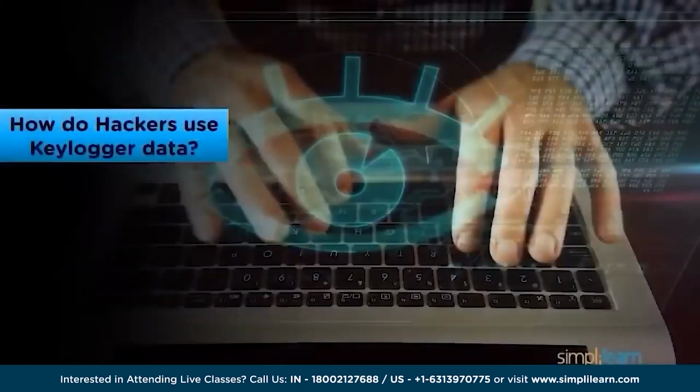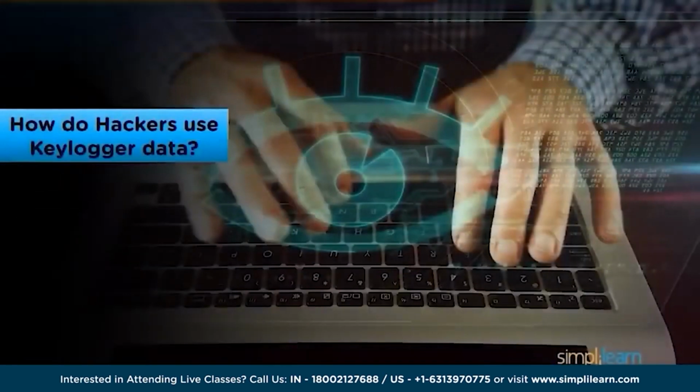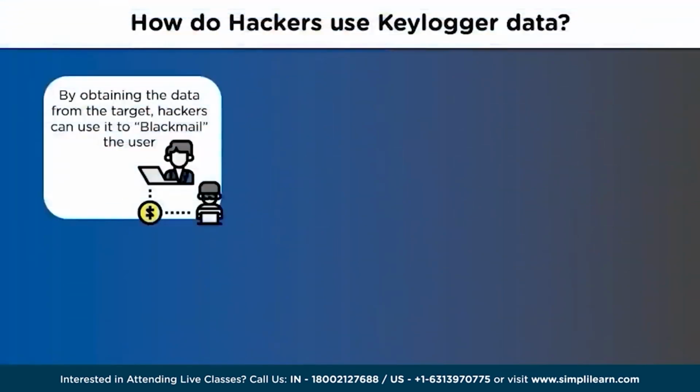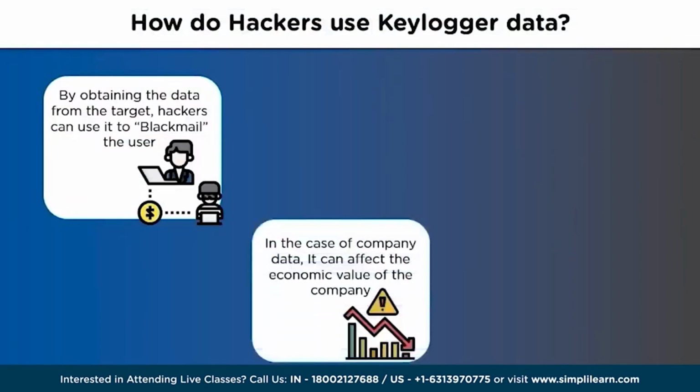Now, let's take a look at how hackers differentiate different types of recorded data and exploit them. When hackers receive information about the target, they might use it to blackmail the target, which may affect the target's personal life, and also blackmail them for money. Then, company data recorded by a keylogging program can also affect the economic value of the company in the market, which may lead to the downfall of the company.